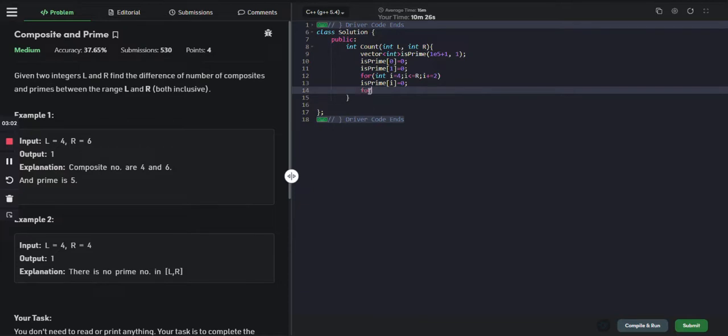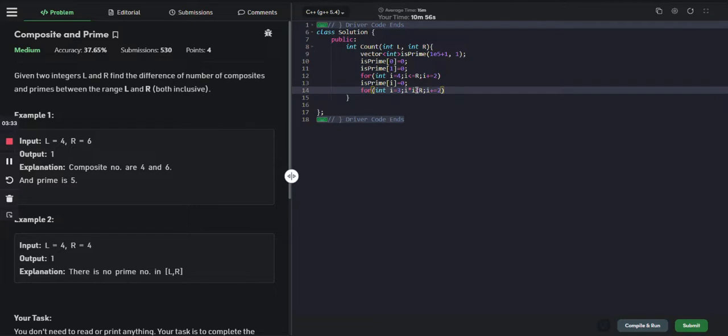So now we need to start from int i equals 3, and we need to iterate it till, in fact we need to do it in O of root n complexity to be more efficient. So we can just iterate till i squared is less than or equal to R, and we want i plus equals 2. So we are iterating over all the odd numbers.